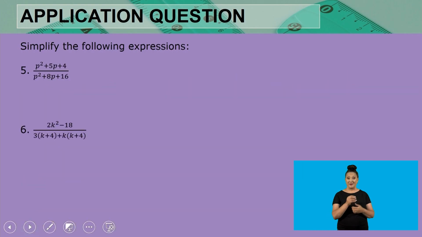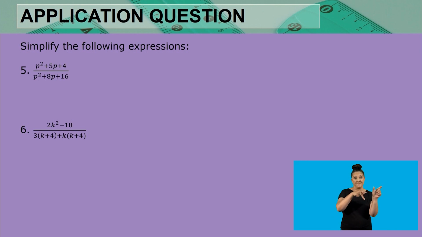Let's look at number 5. So there with number 5, we have a quadratic trinomial at the top. We have a quadratic trinomial at the bottom. So we are going to factorize those 2 trinomials. Since both of them are quadratic trinomials, that means we are going to have 2 brackets at the top, 2 brackets at the bottom.